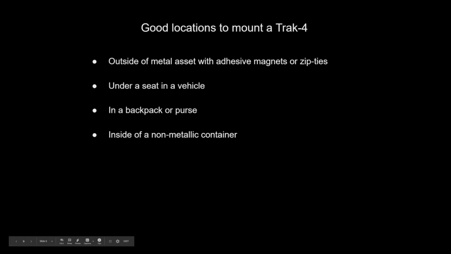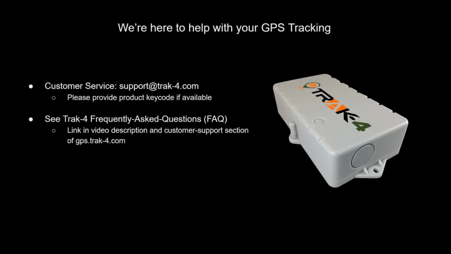Generally, you will get good GPS signals from locating the Trak-4 in a plastic or non-metal container, or attached to a vehicle with a partial view of the sky, locating it under a car seat, or placing it in a backpack. If you have any questions, we'll be happy to help. Email us at support@trak4.com. Don't forget the hyphen. You can get that email address by clicking Contact Support on the left side of your screen.